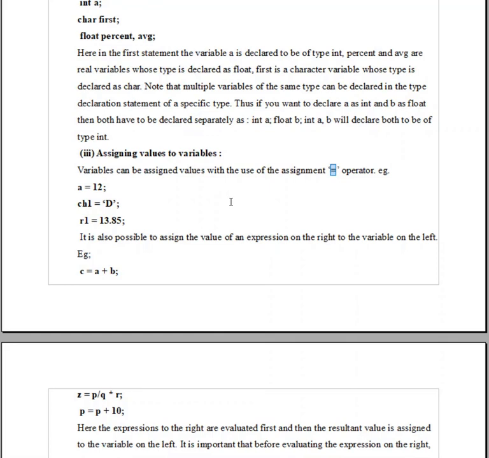If we see ch1 is equal to 'd', it is a single character, so it has to be enclosed in single quotes. It means the ch1 variable is assigned the character d. Then r1 is equal to 13.85. It means the r1 variable will have the value 13.85. So this is a fractional value.